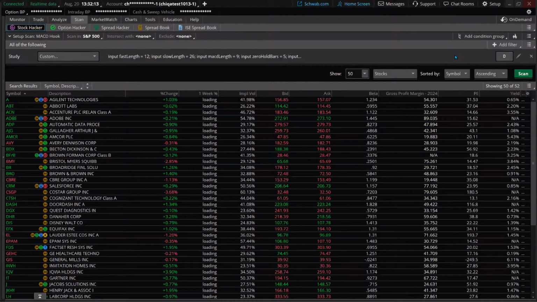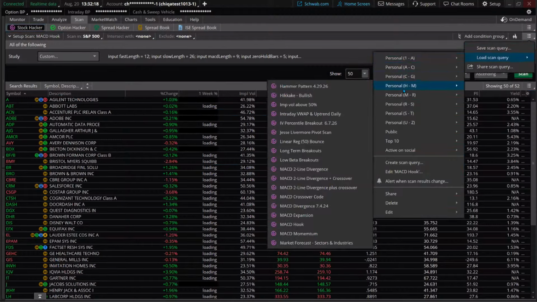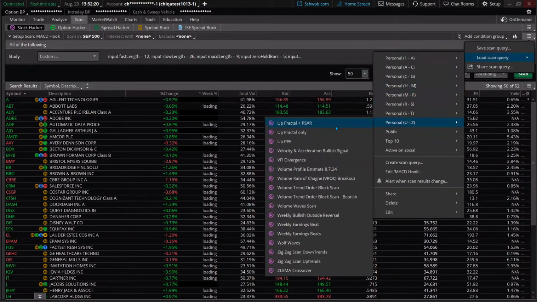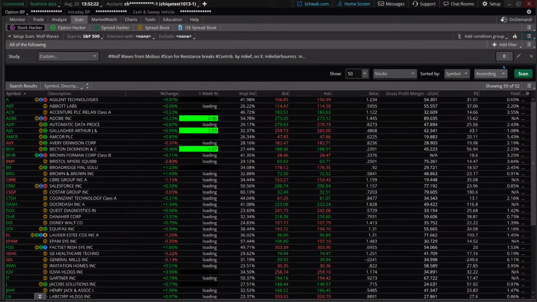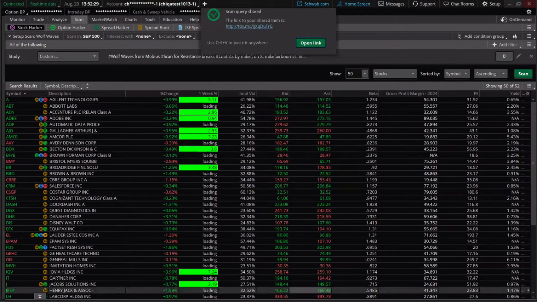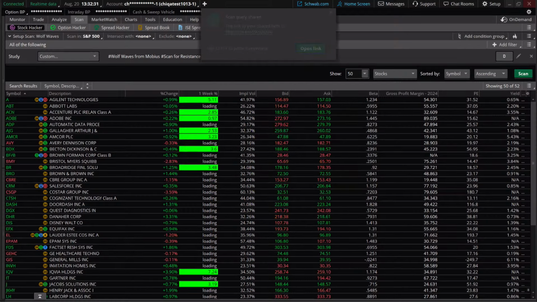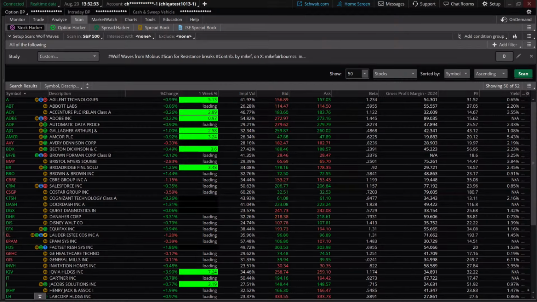Let's go over here to the scan, pull it up and share it. I'll just share it right from the get-go. And here we go. Wolf waves. And we'll share the scan. So again, let's see, wolf wave scan in this case.